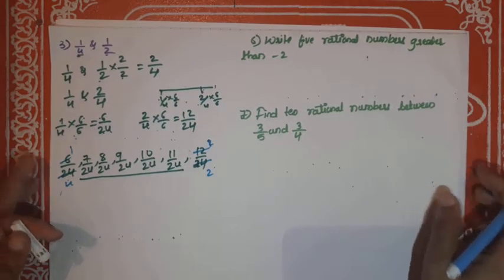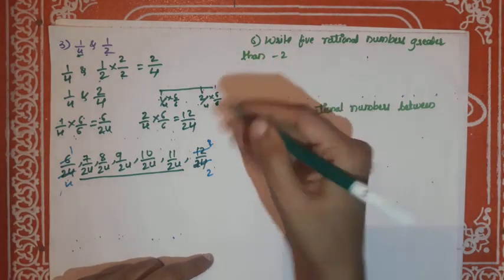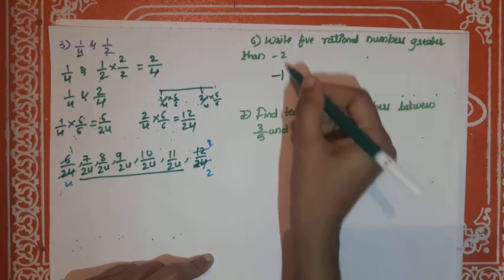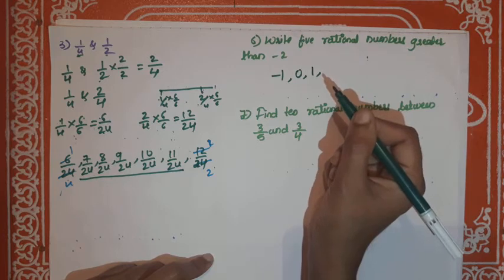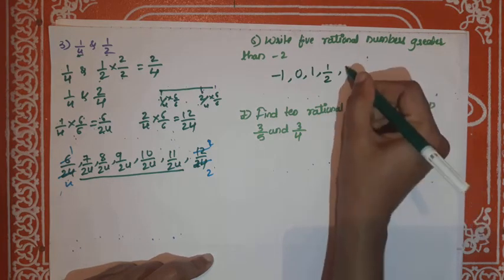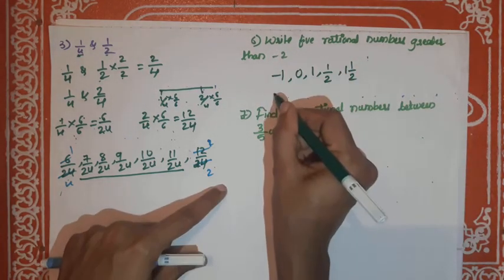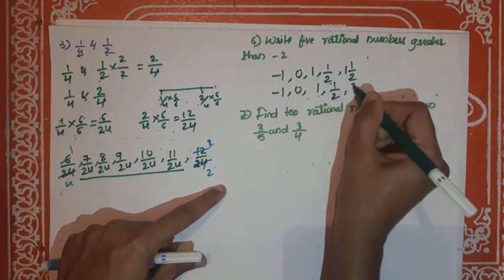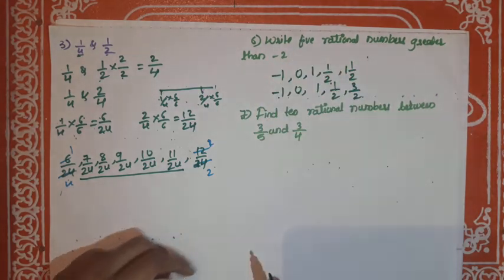Next, write 5 rational numbers greater than minus 2. We have to write numbers which are greater than minus 2. Minus 1 is greater than minus 2. Then 0, plus 1, then 1 by 2, and 1 and a half. I write all of them here, and this is 3 by 2. These are the 5 rational numbers which are greater than minus 2.